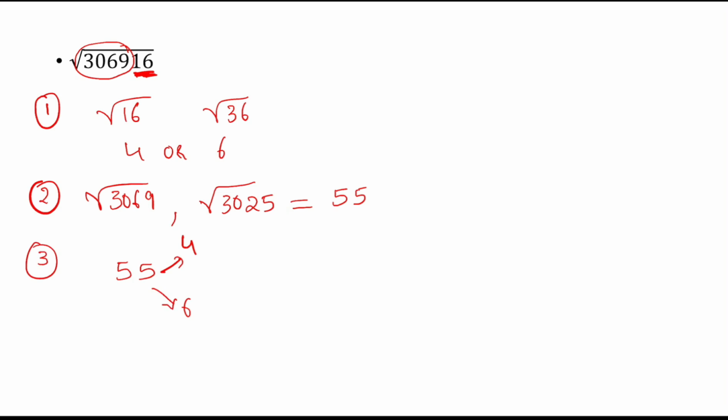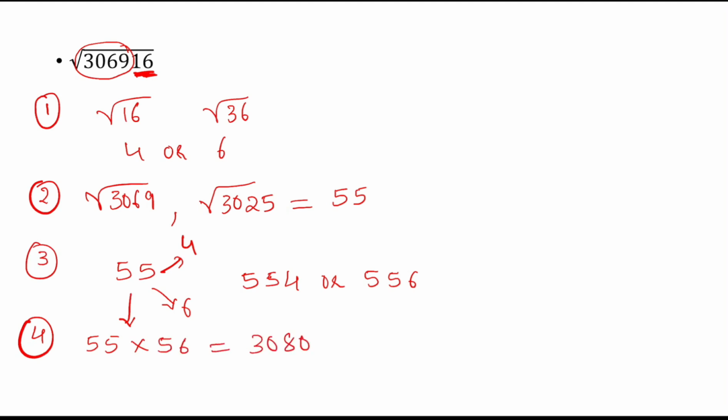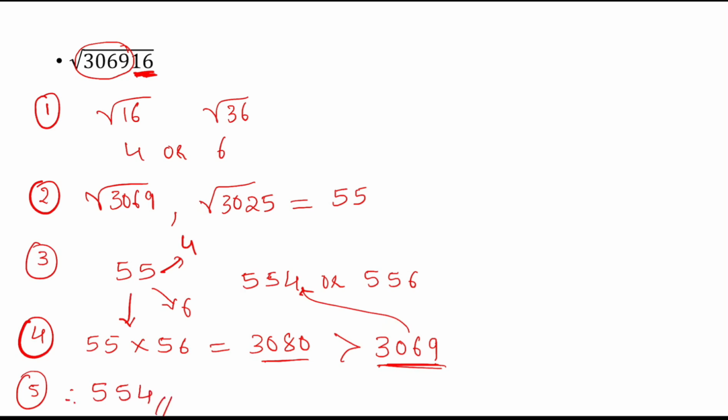So square root of 306916 will be either a 554 or 556. So how we will decide? Based on this, 55 multiplied with the next number 56. So it is 3080. Okay. Now compare this with 3069. When you compare, this is greater than 3069. When this is greater means what? This is smaller. So take smaller number. Therefore square root of 306916 is 554. Okay. This completes square roots.